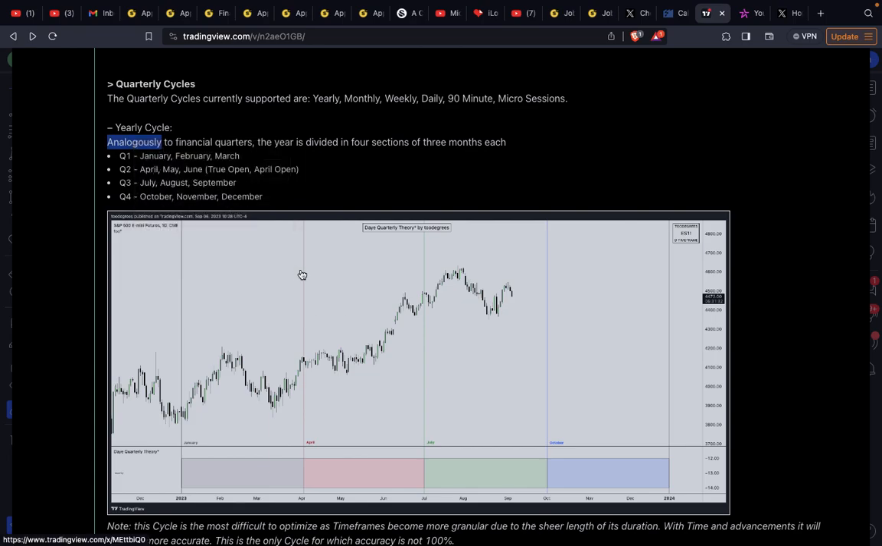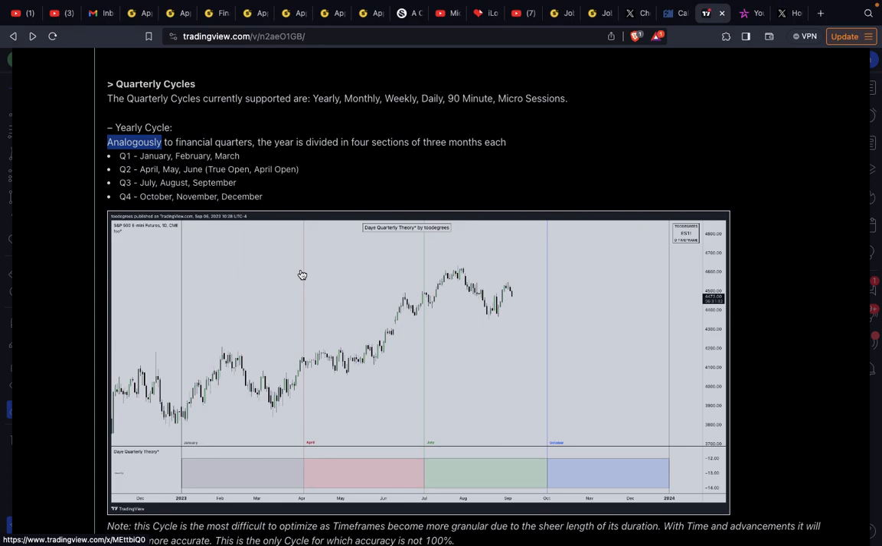Analogously to financial quarters, the year is divided into four sections of 3 months each. Q1, January to March. Q2, April to June. April's open is the true open. According to quarterly theory, the opening price at the beginning of the second quarter is your true open. So if you're looking for shorts, you'll be looking to sell above that price level. If you're looking for longs, or to buy, you'll be looking to buy below that price level.